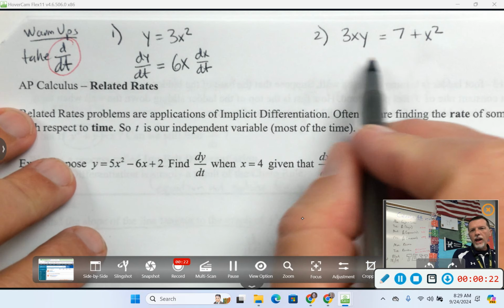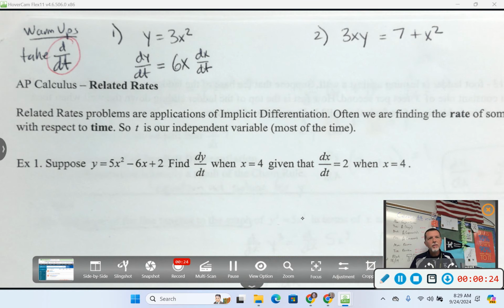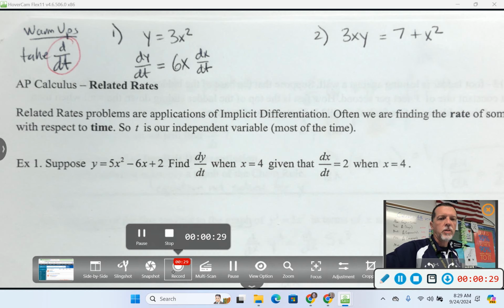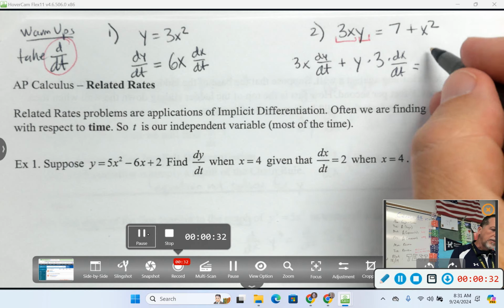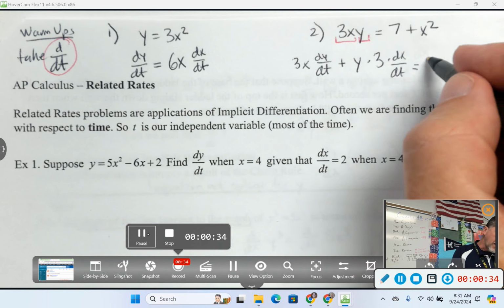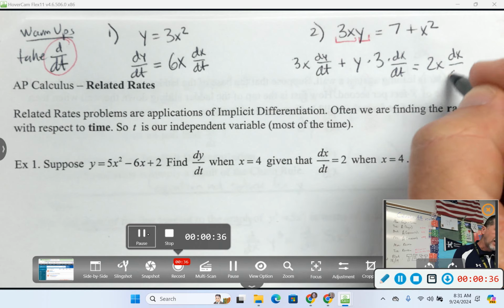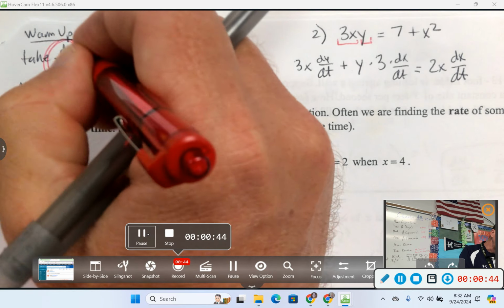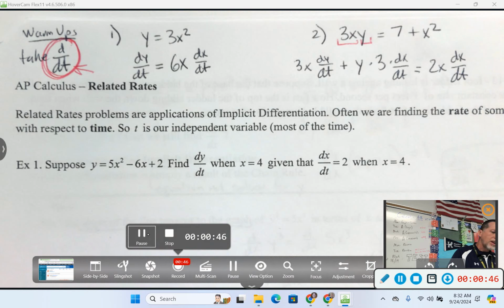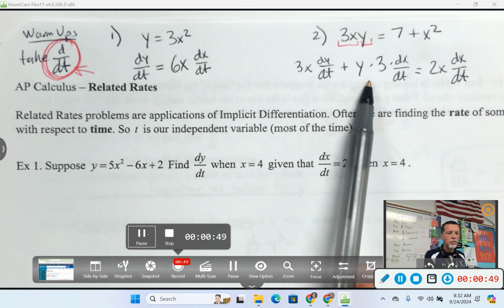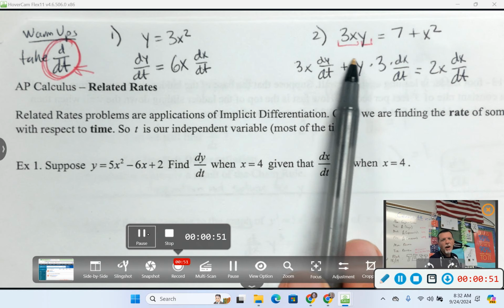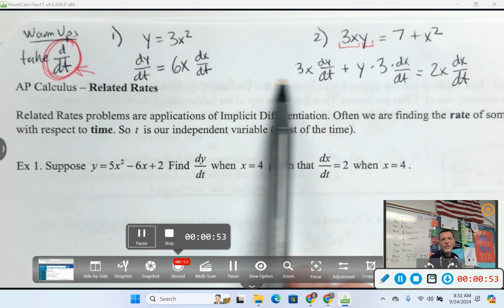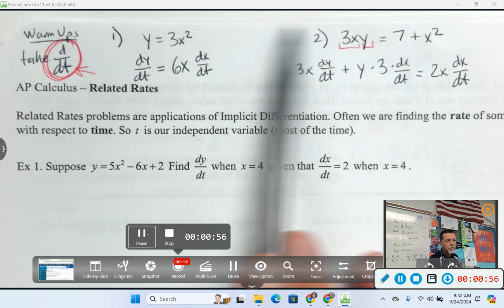On the other one, how am I going to do 3xy? What rule is that going to require? Product rule. So I'm going to, and the derivative of x squared with respect to time is 2x dx dt. Again, what you're taking a derivative with respect to matters, and that's usually why we stop using y prime so much, because y prime is usually dy dx, and that doesn't really have a use in these problems.